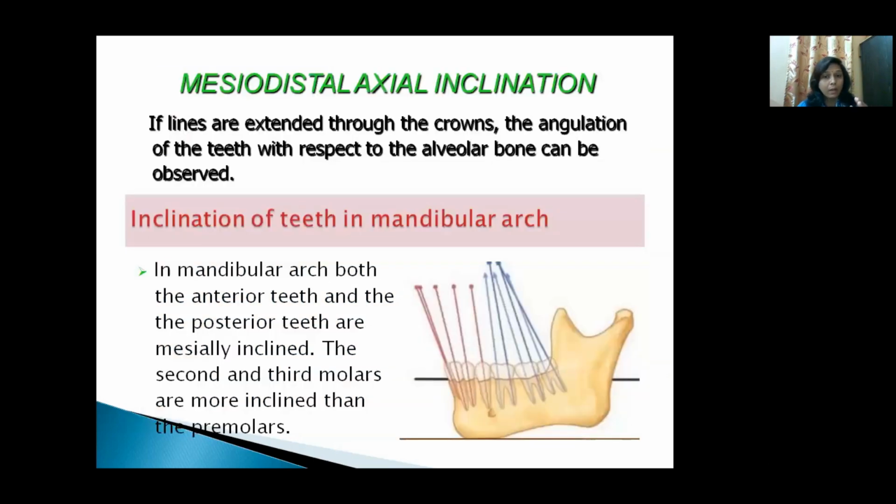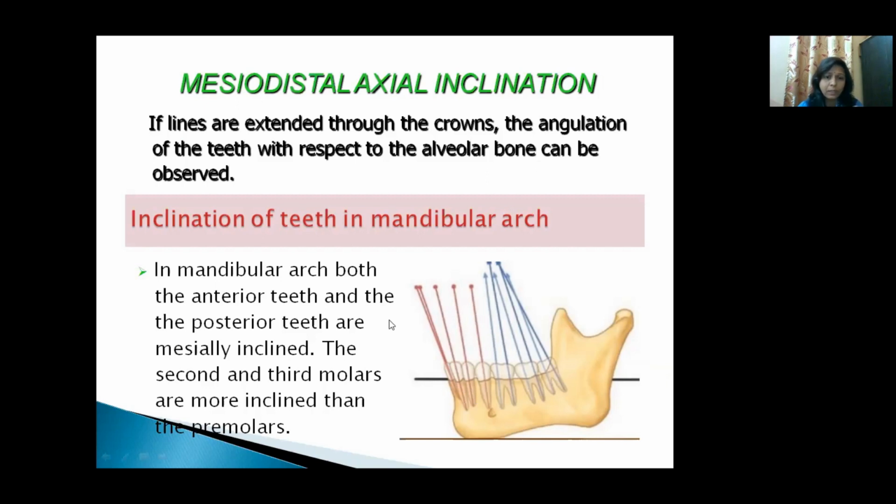So, in this intra-arch tooth alignment, we have mesiodistal axial inclinations. If lines are extended through the crowns, the angulation of the teeth with respect to the alveolar bone can be observed. As we can see in these figures, the long axes of the crowns of all the teeth are not in a straight vertical line. They are angulated in a mesial direction.